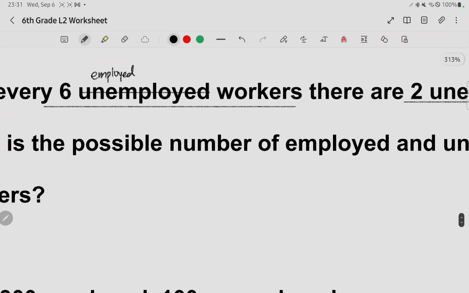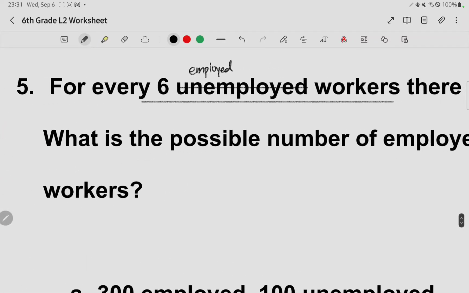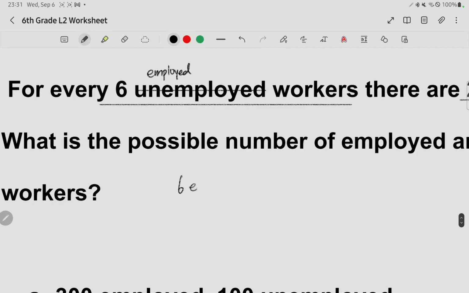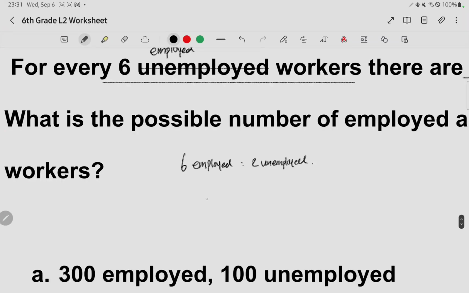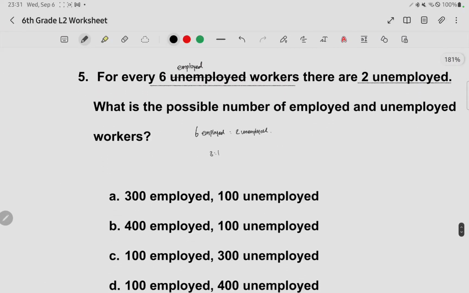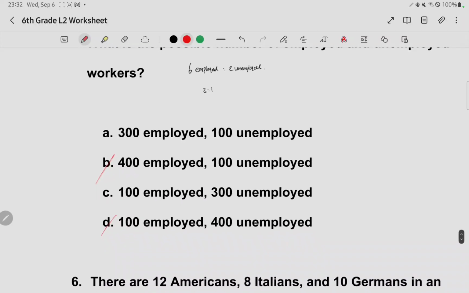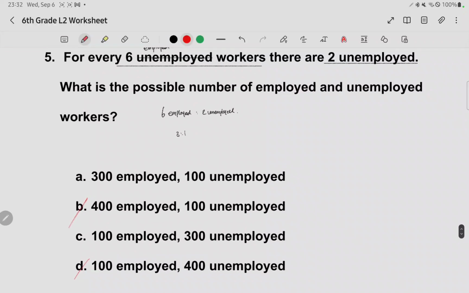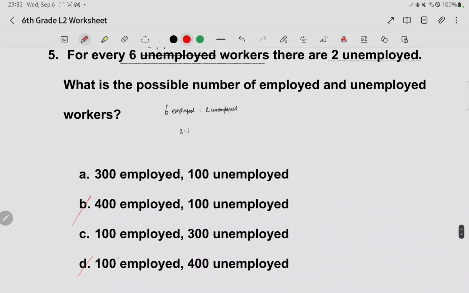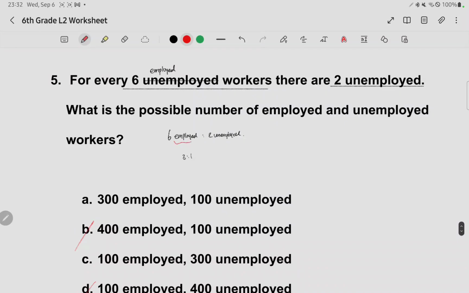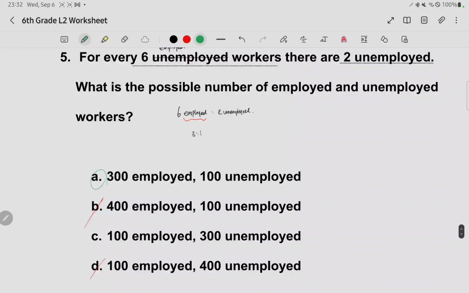So this is kind of similar to, actually same as number 1, because you get 6 employed people to 2 unemployed. And again, the ratio is 3 to 1. So if you just look at the answer choices, we know that B and D cannot be our answer choices. It really comes down to A or C, but since there are more employed people, the correct answer is gonna be A.